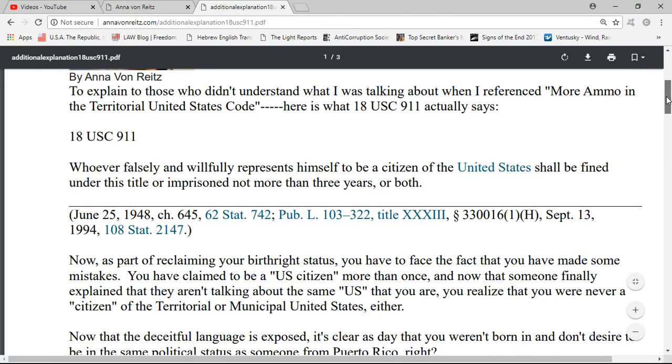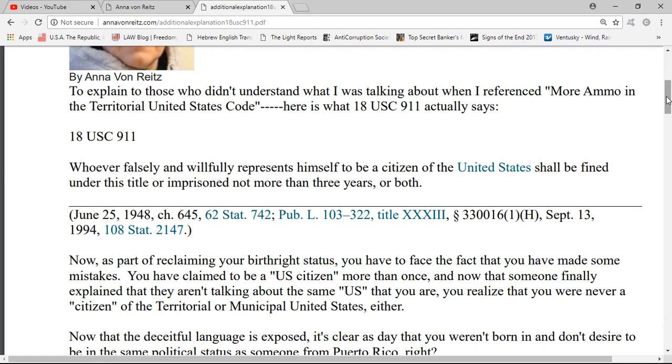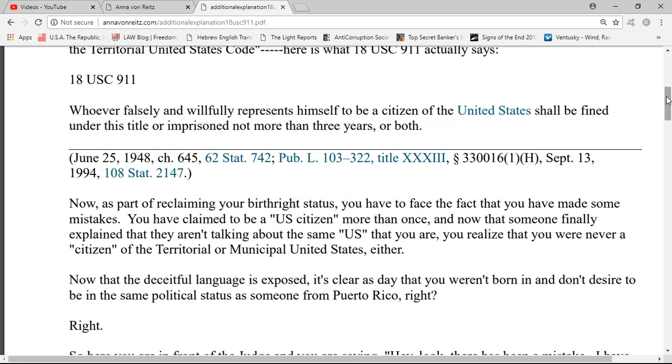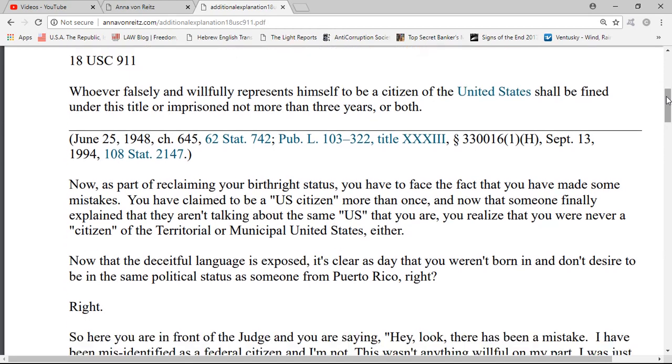Okay. To explain to those who didn't understand what I was talking about when I referenced more ammo in the Territorial United States Code, here is what 18 USC 911 actually says. Whoever falsely and willfully represents himself to be a citizen of the United States shall be fined under this title or imprisoned not more than 3 years or both.